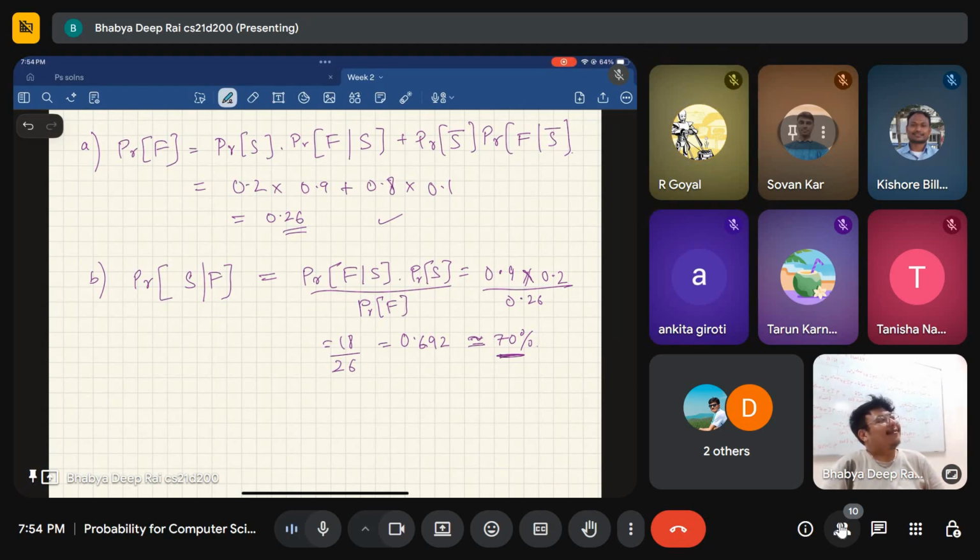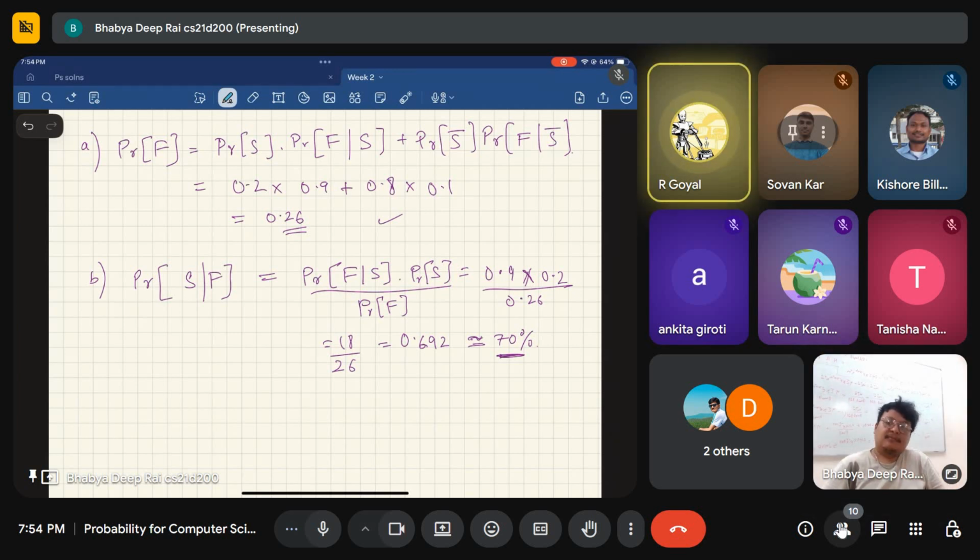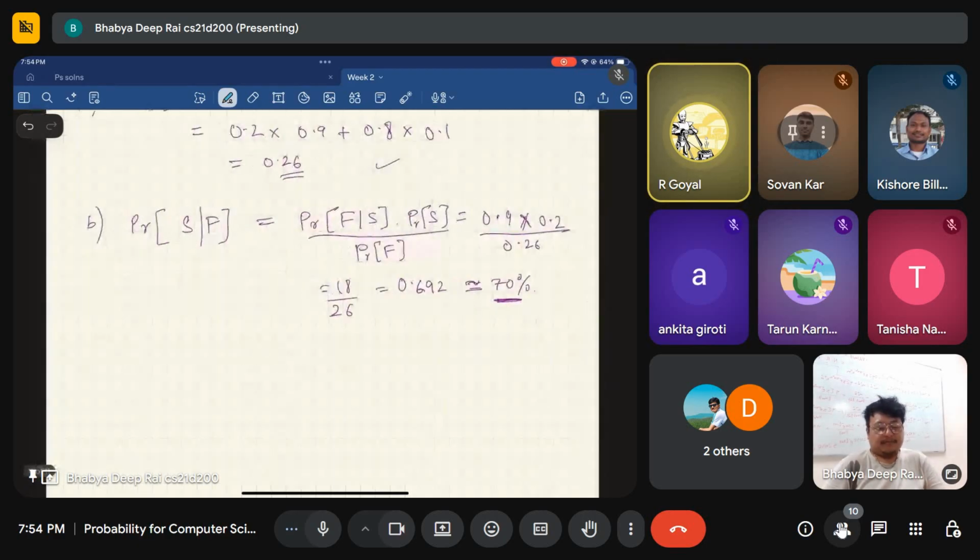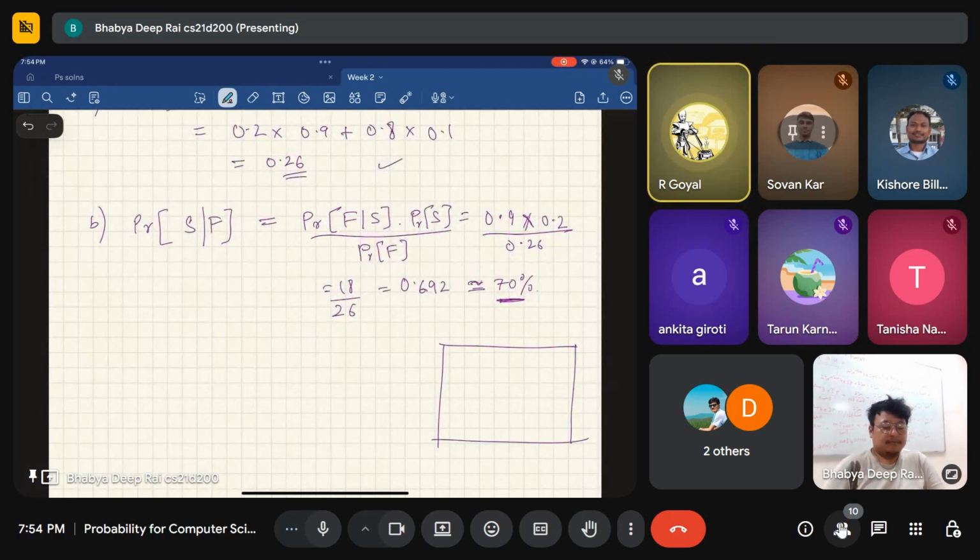Okay. Because if you can understand Bayes' theorem through the Venn diagram, if you can draw two events A and B, say S and F, and understand what the probability of A given B is indicating, and then write the formula. So initially the probability of A given B is the joint probability of A and B divided by the probability of B.